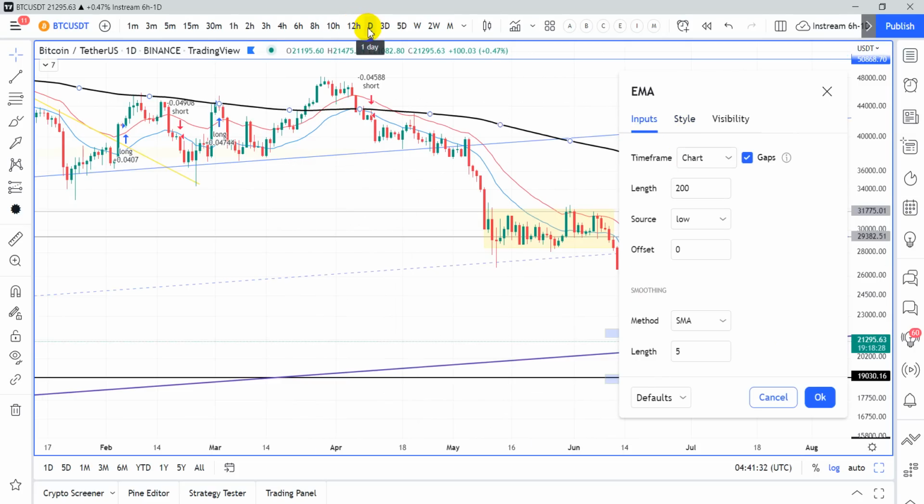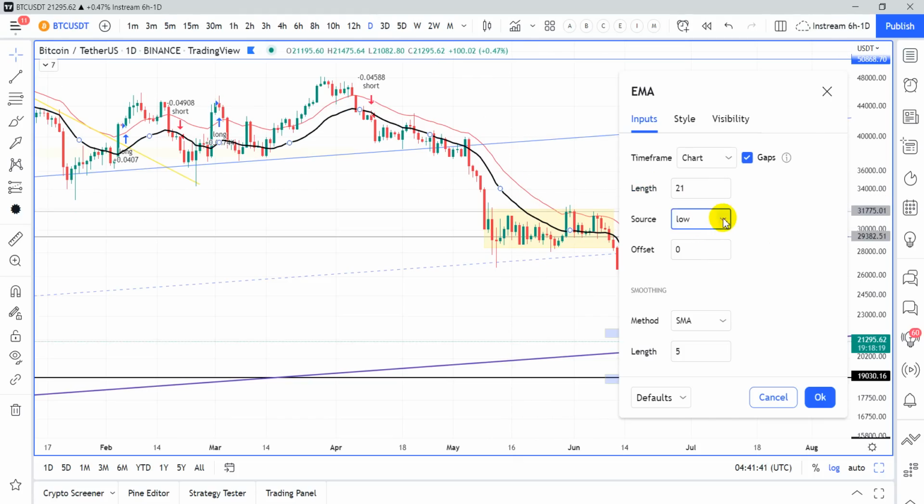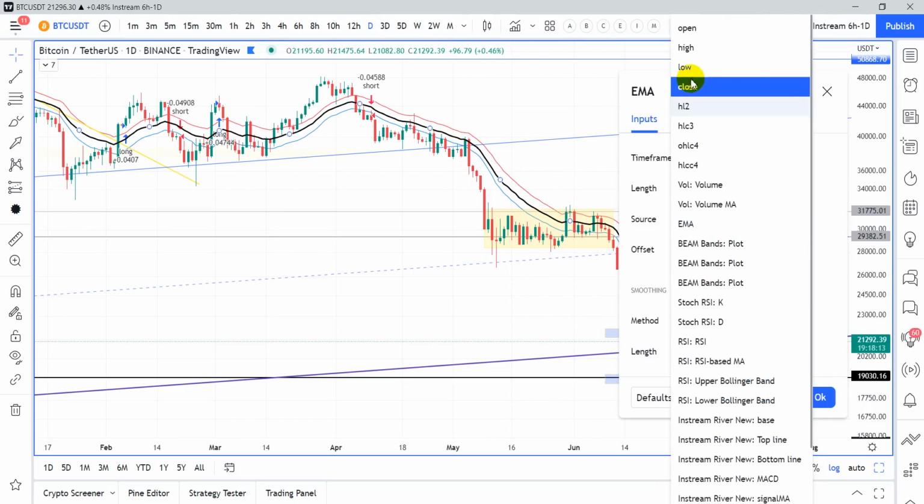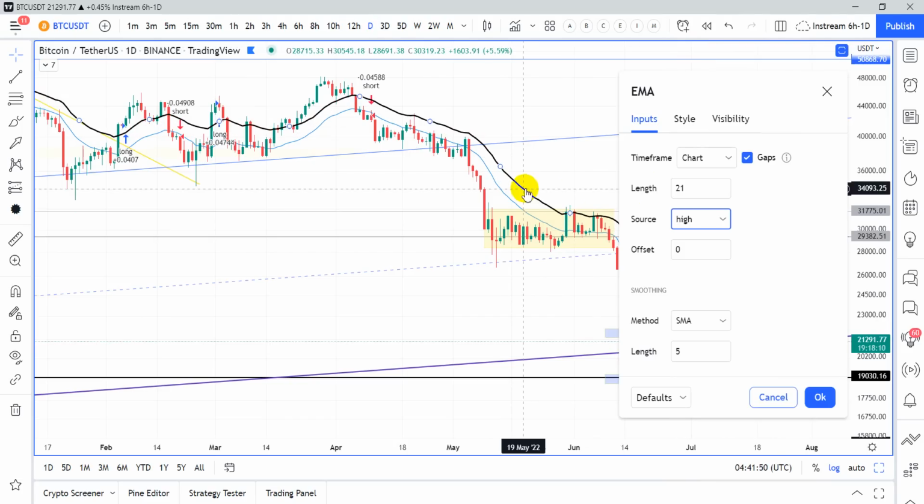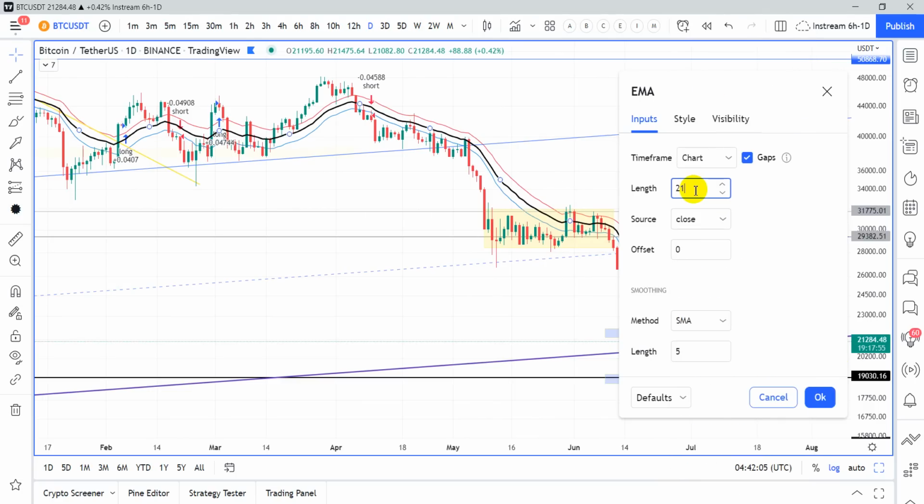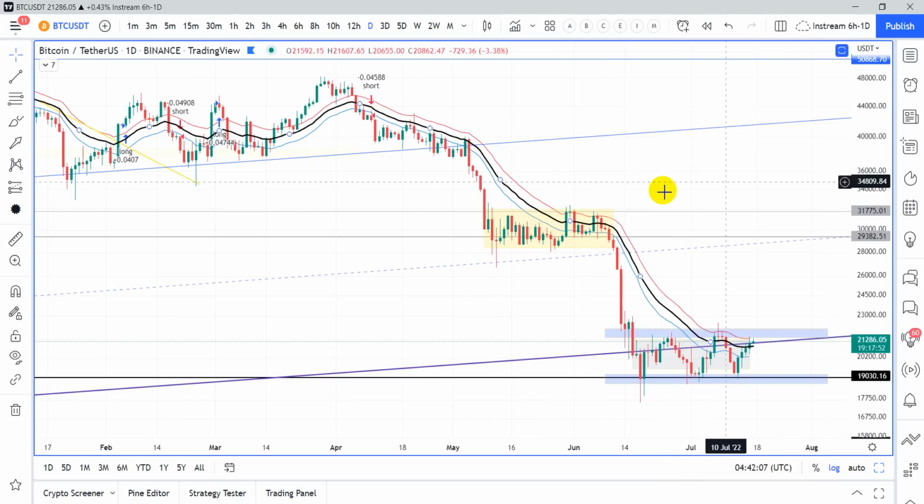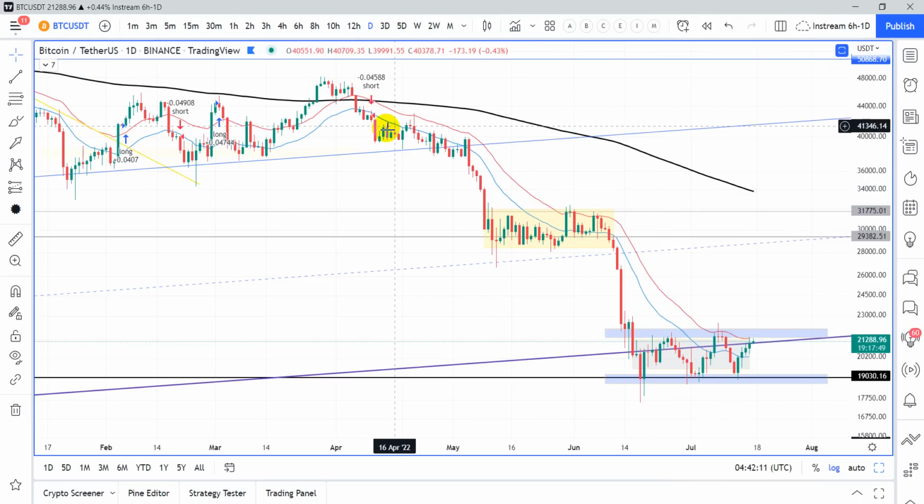By the way, I'm on the daily time frame, the 1 day time frame. For the input here, I use the 21 moving average. For the source, usually you have it selected as close, but to make this channel, for the first EMA you go into the high. You see this makes the top EMA. For the second EMA, you use the low, so it gives you the second one. Just as an example, I'll add a 200 EMA. I don't actually use it, but some people use it as an additional filter. I'll talk about that in a minute.